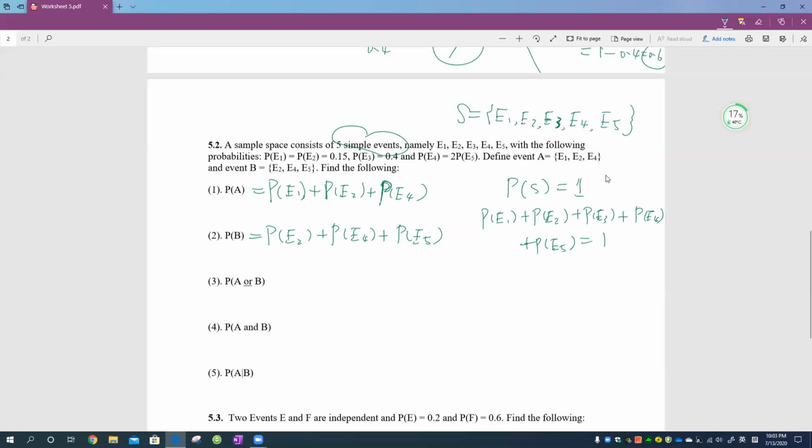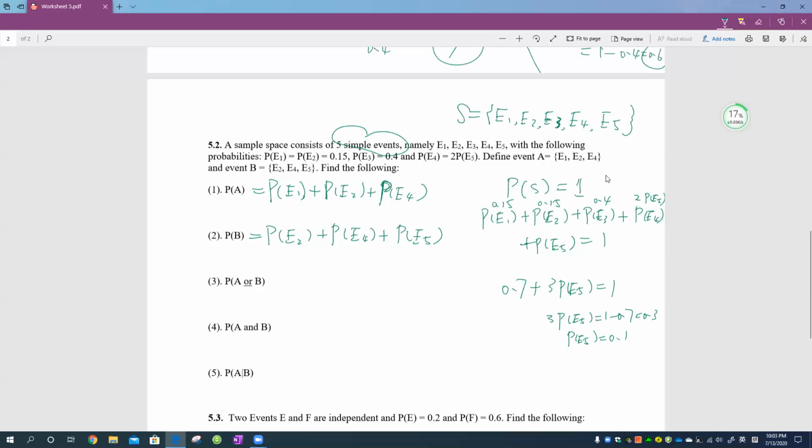Then plug in the known information. Probability of E1, which is 0.15. Probability of E2, which is 0.15. Probability of E3, which is 0.4. And probability of E4 equals 2 probability of E5. So we replace all the known information. Then we can say 0.15 plus 0.15, that's 0.3, plus 0.4, that's 0.7. So 0.7 plus 2 probability of E5 plus 1 probability of E5, that's 3 probability of E5 equals 1. Then 3 probability of E5 equals 1 minus 0.7, which is 0.3. And probability of E5 equals 0.1.